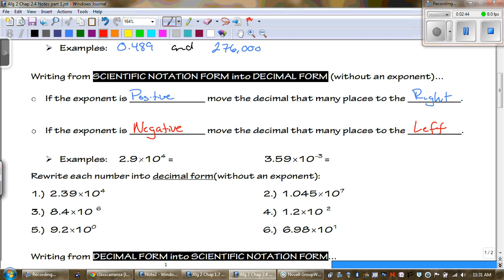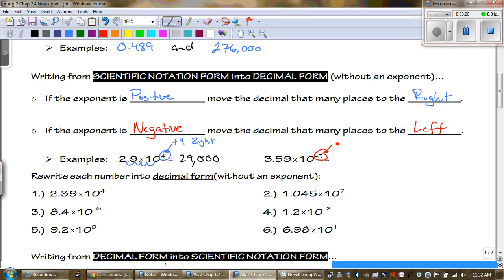So, let's take a look. Our first one, what we need to look at is the exponent. It's positive, so I'm going to move it positive 4, and that's to the right. So we're going to do 1, 2, 3, 4. And all of those little loops, you have to add a 0. So I add the number 9, and then we add 1, 2, 3 zeros.